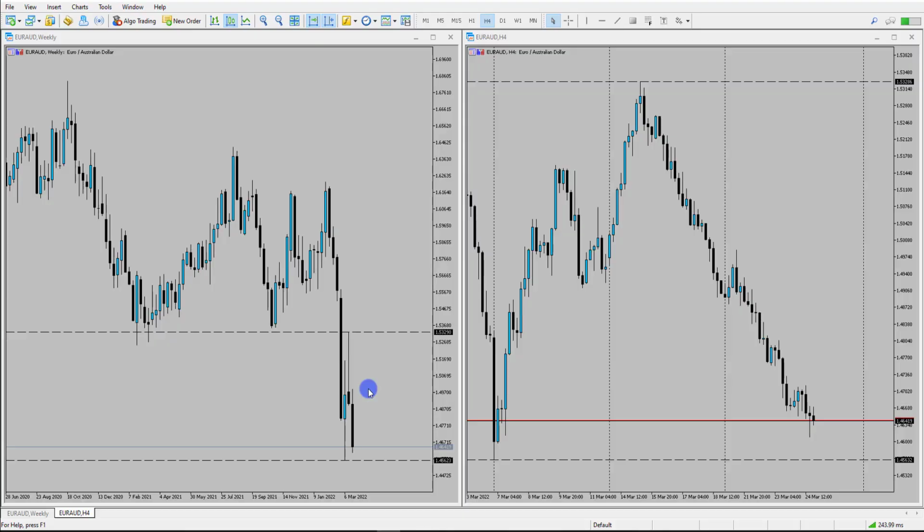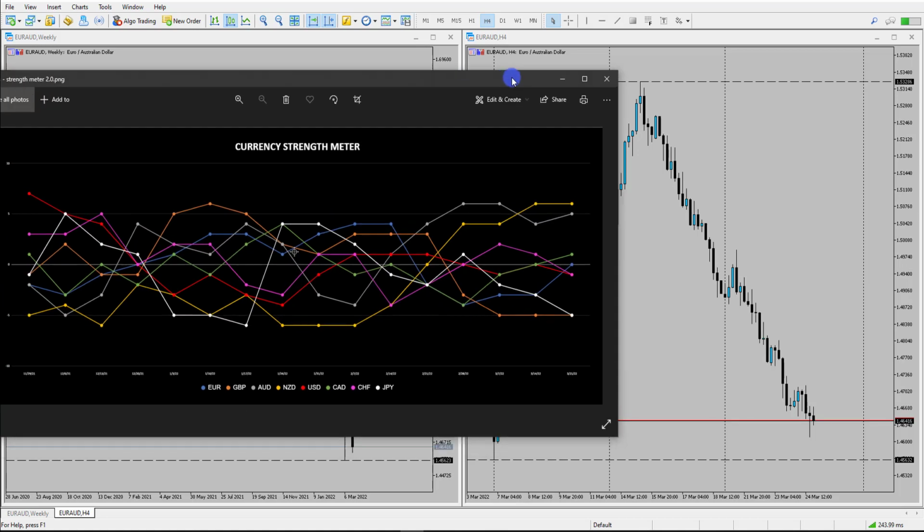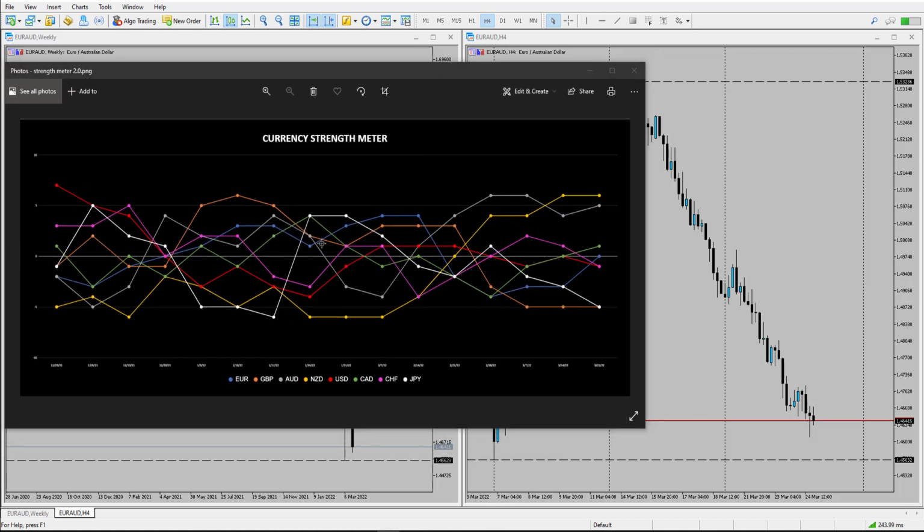In this video we're going to take a look at Euro Oz, as the Oz is in a little bit of a reversal zone. What I mean by that is when we look at the strength meter, we can see that the Australian dollar is at the highs of the strength meter. That basically tells us the Australian dollar is one of the strongest currencies at the moment. However, it is at a point where we could start to see a reversal.